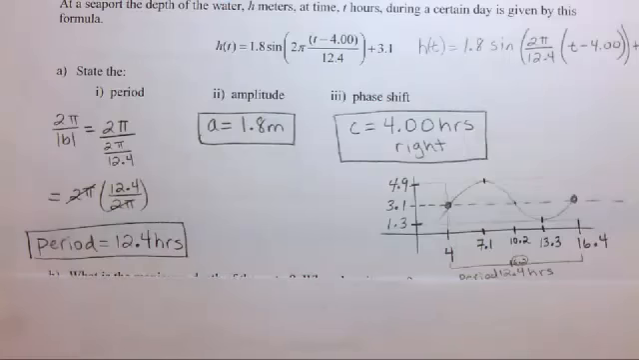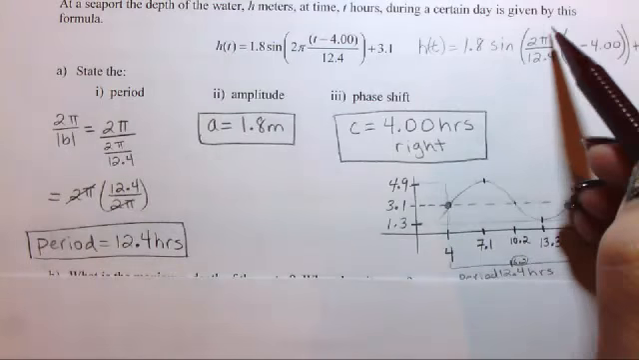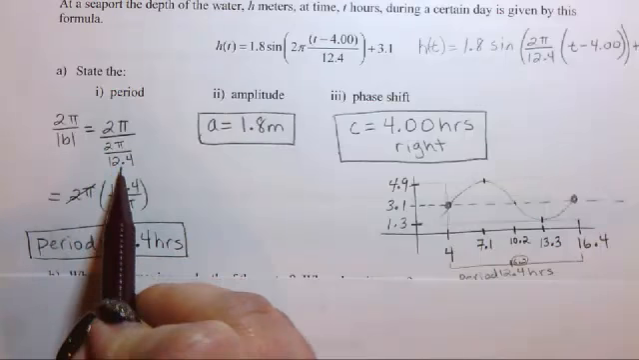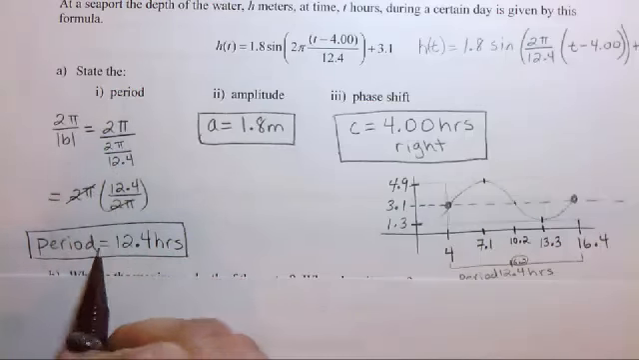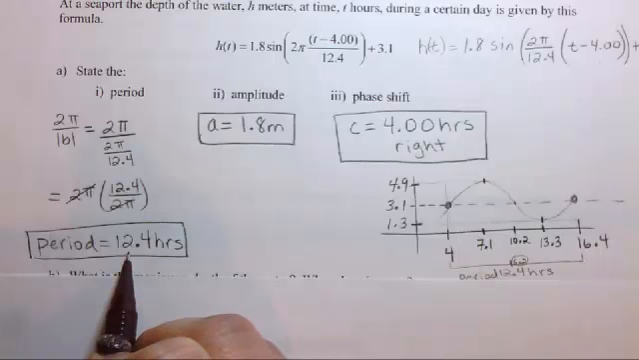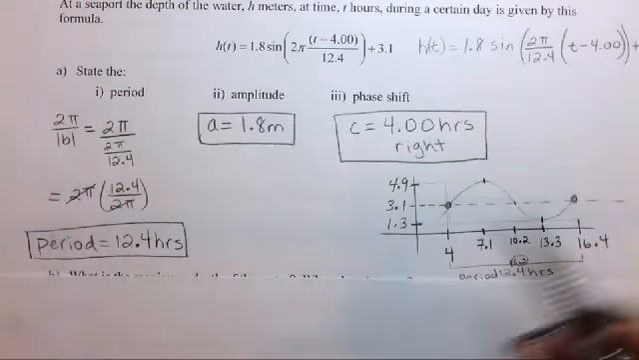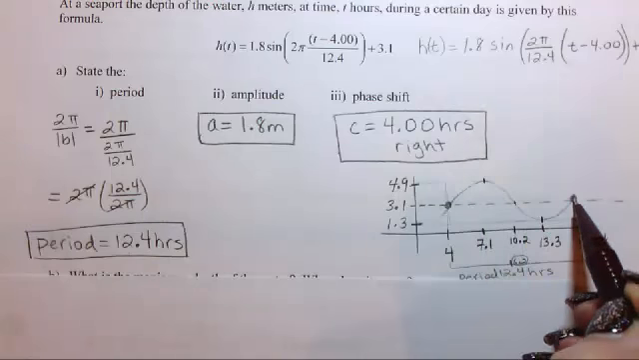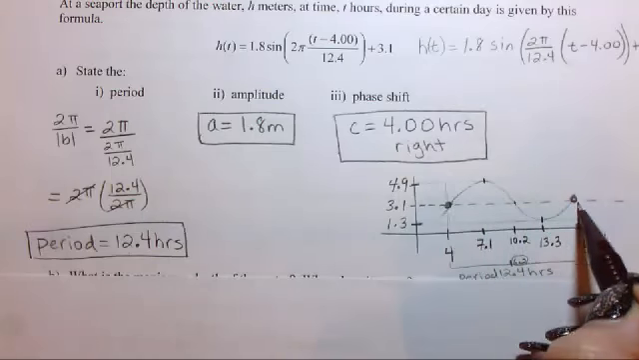If we look here, the period is fairly easy to see after I've written it like this. We take our 2 pi, divide it by the b value, work through that, and we end up with 12.4 hours. So one full cycle occurs in 12.4 hours. That's from here to here.